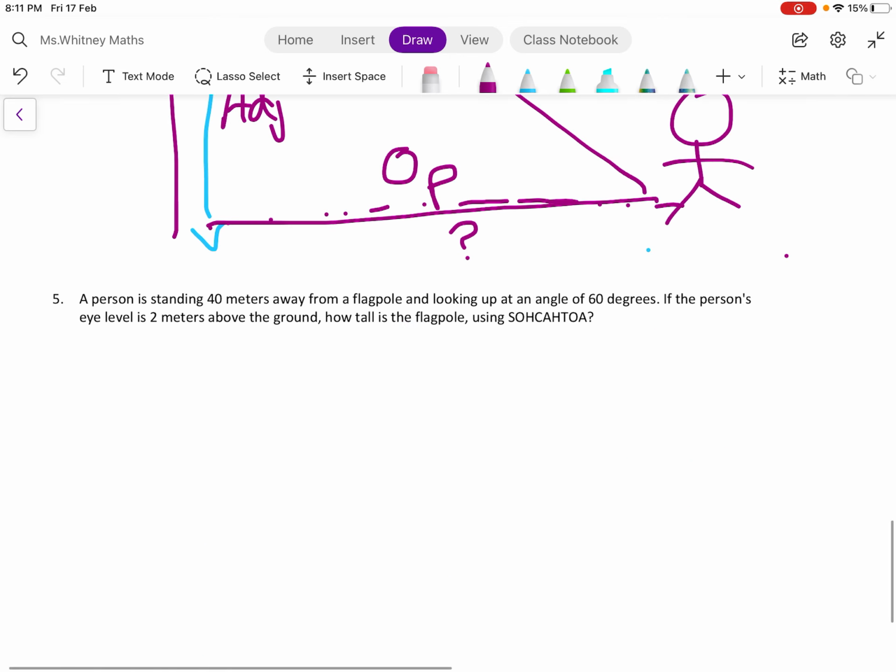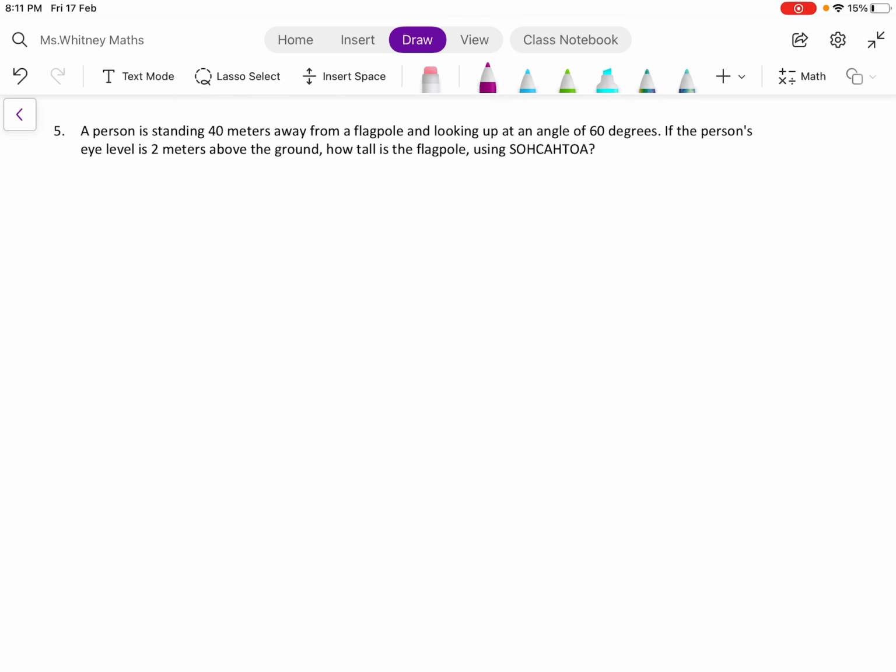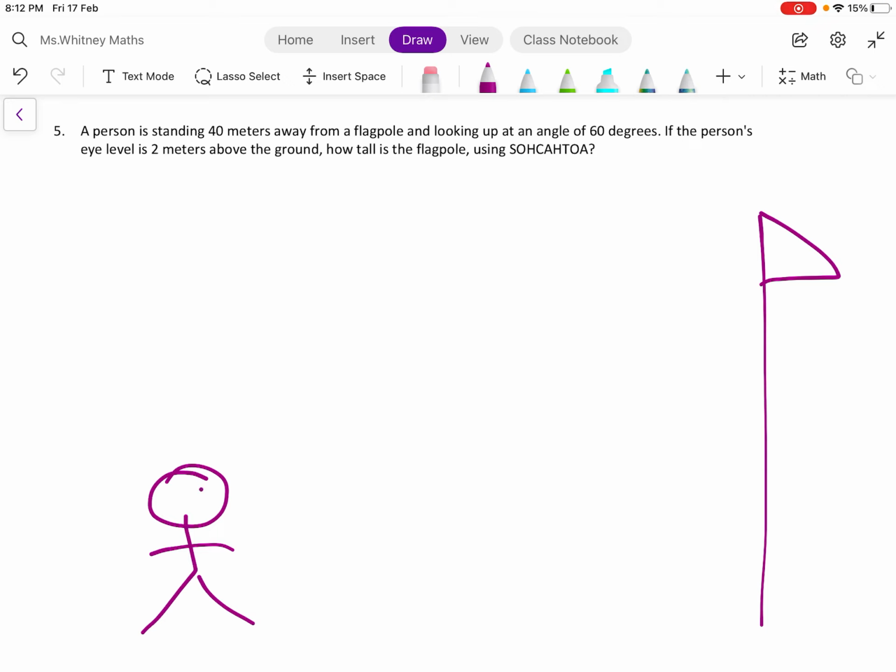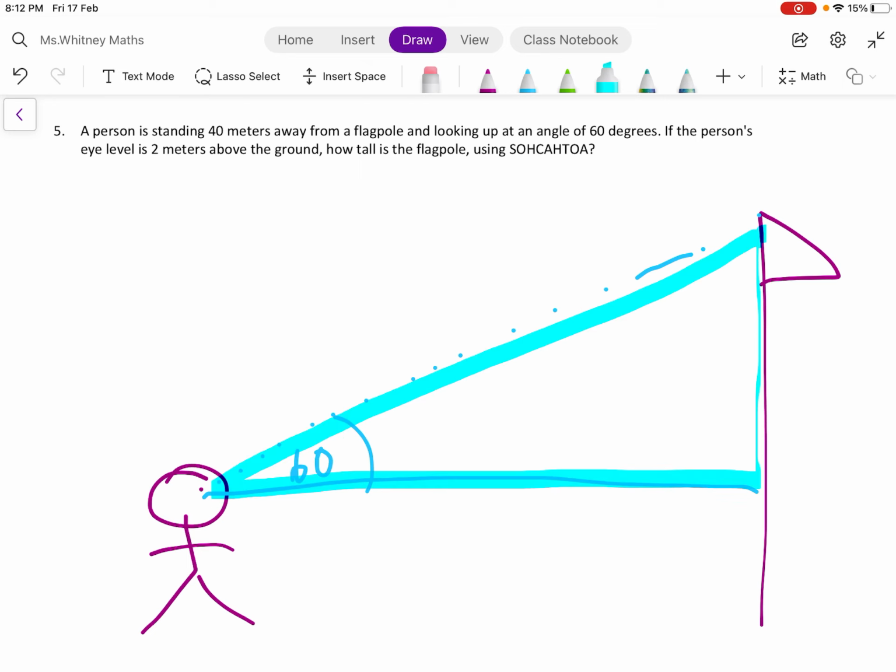Okay, question 5. A person is standing 40 meters away from a flagpole and looking up at an angle of 60 degrees. If the person's eye level is 2 meters above the ground, how tall is the flagpole? So notice with this one, we actually have the person's height, which is more real life than the last question. So we have a flagpole here. We also have a person standing over here. The person is looking up at the top of the flagpole. We know the person is looking up at an angle of 60 degrees. Here we now have our right angle triangle, so we can use SOHCAHTOA.